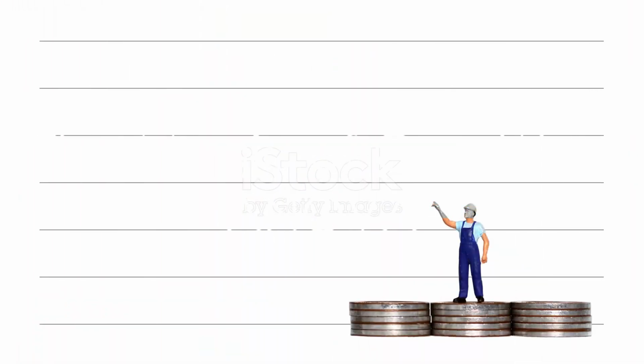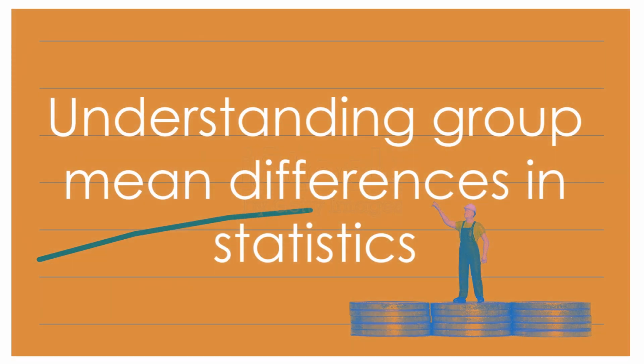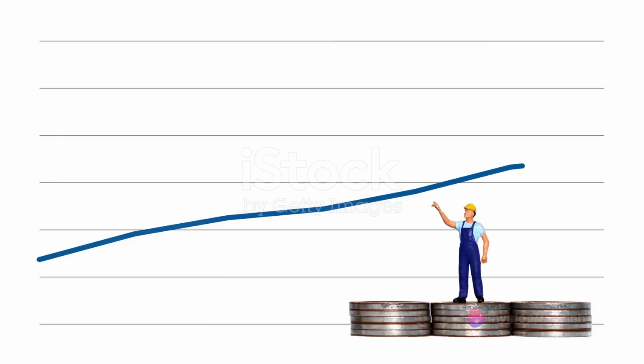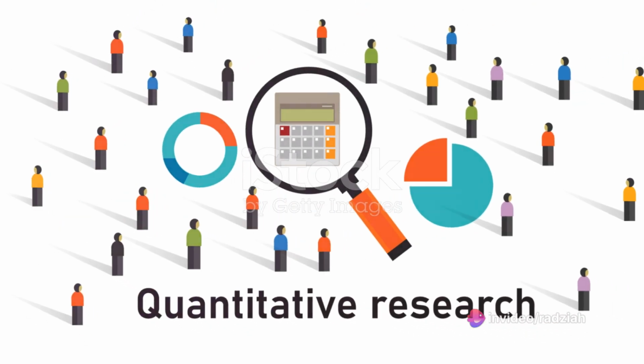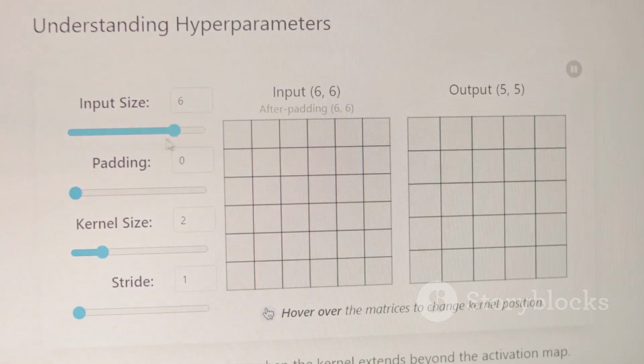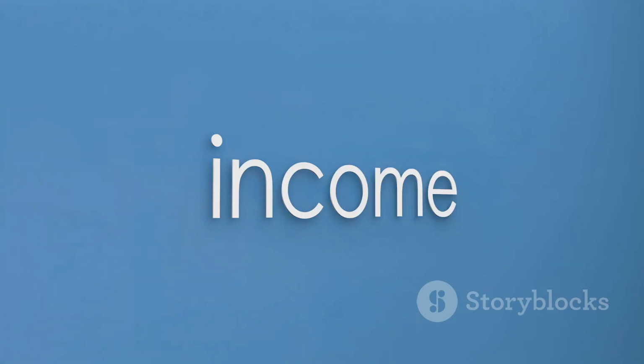Now let's explore the magic of one-way ANOVA. One-way analysis of variance, or one-way ANOVA, is a statistical tool that allows us to examine the differences among group means in a sample. It's particularly useful when we have one categorical variable and one quantitative variable.